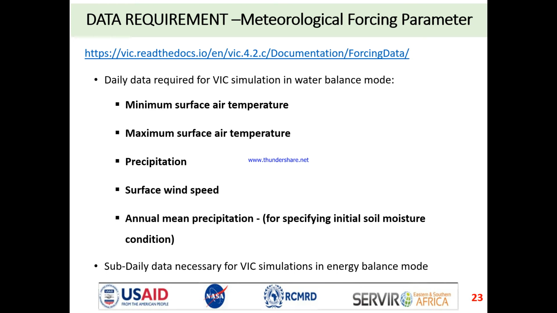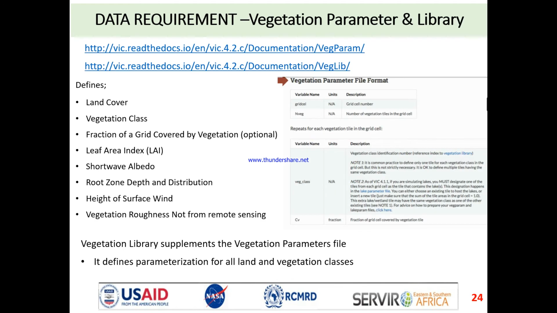And in terms of the meteorological forcing files, the model needs minimum surface temperature, you need maximum surface temperature, you need precipitation, we need wind speed, and annual precipitation to enable you to initialize soil moisture conditions. Now the sub-daily is necessary for the simulations, and that is when the energy balance mode can be operated. In terms of vegetation library, this library or this type of data contains the information that defines the land cover, the vegetation classes, and the fraction of the grid cell that is covered by the vegetation.